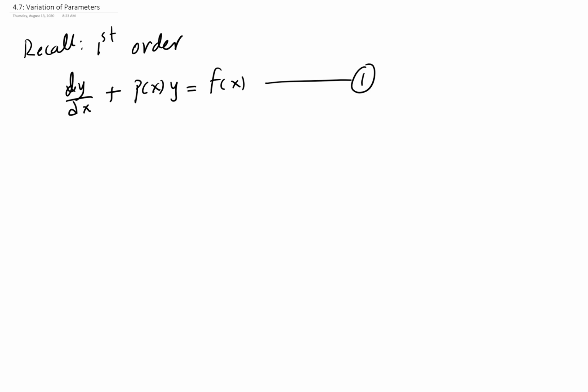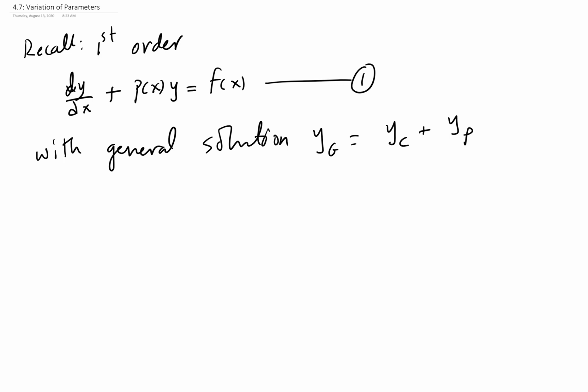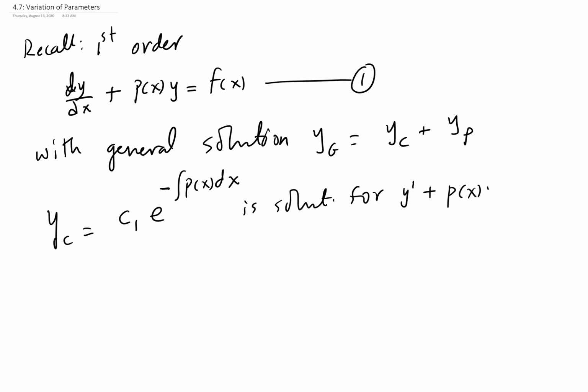Such a non-homogeneous equation has a general solution. y sub g is yc plus yp, the complementary plus the particular, where the complementary solution, this is all from previous sections, is c1 e to the negative integral of p of x dx. This is basically the solution for the homogeneous equation, which is the left hand side of 1 equals 0. Let's call this equation 2.